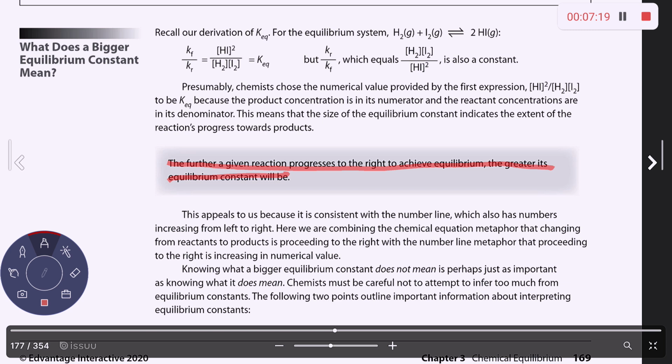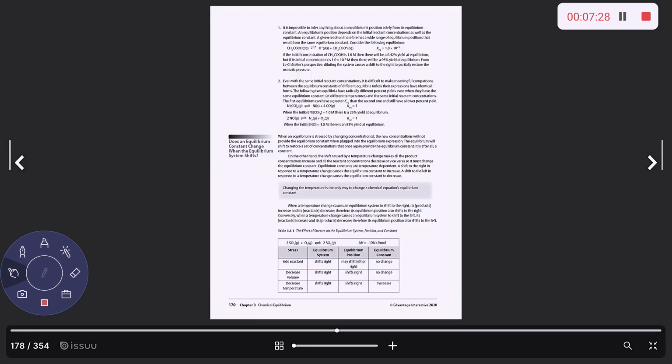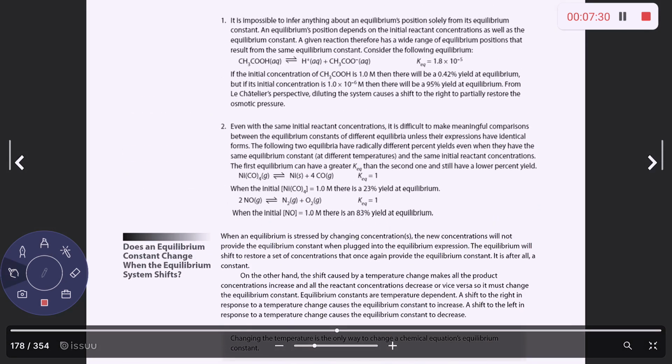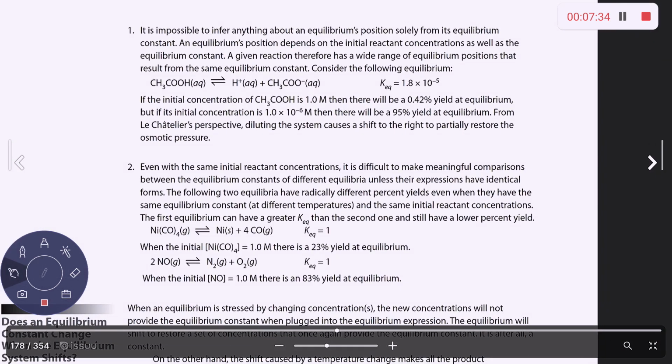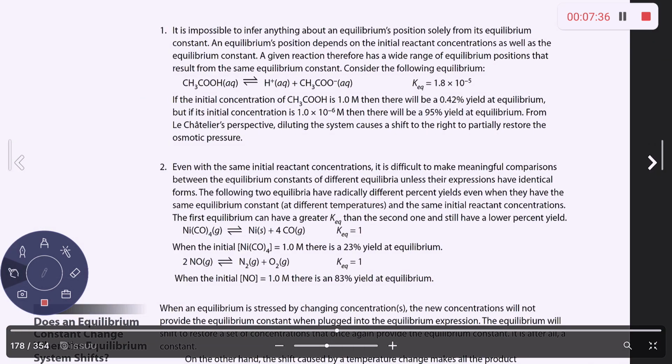Basically, the larger the value, the more we have shifted towards the product. Let's take a look at the next page. You have to be careful with this, and the reason I say you have to be careful is because you can't compare two different reactions and assume, based upon their equilibrium constants, whether one has shifted further to the right or not. Let me give you an example.